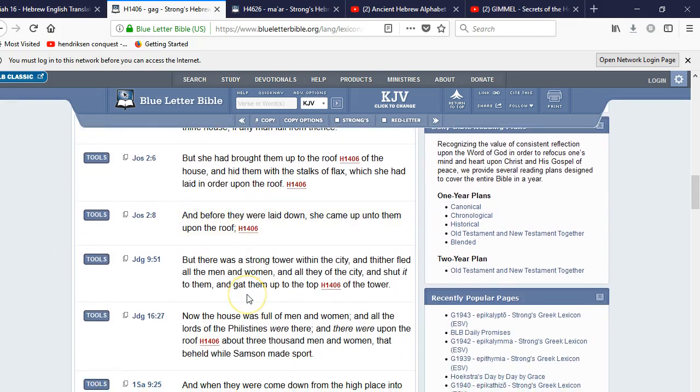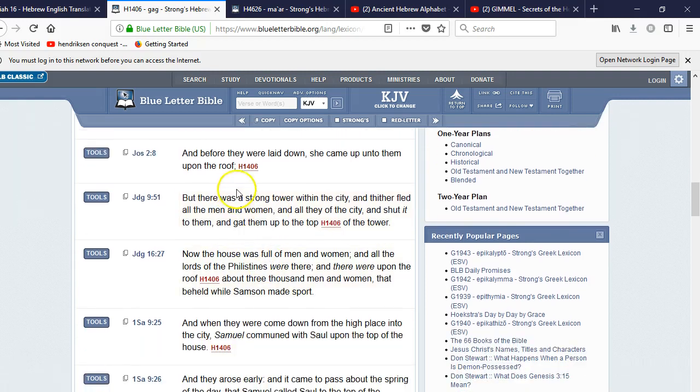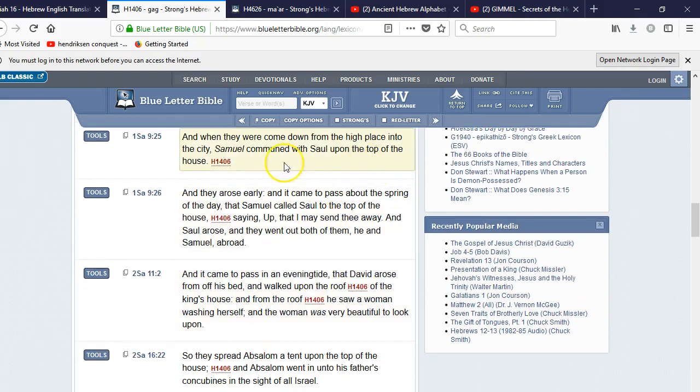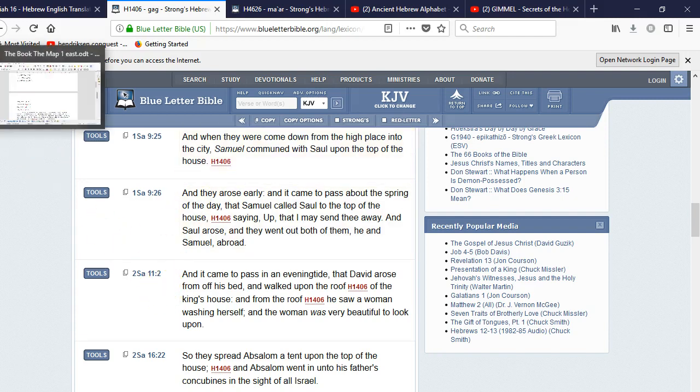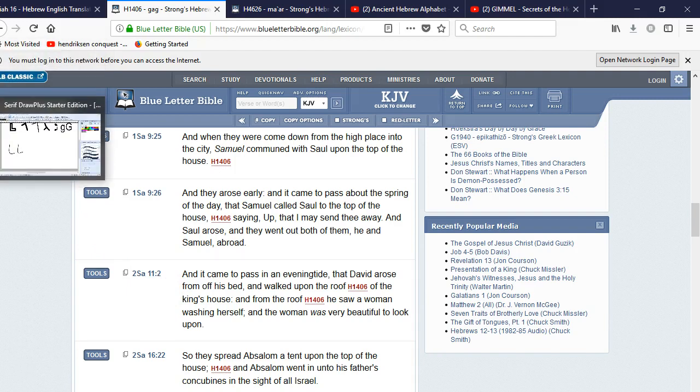And why would I think it's the top? Well, I've got reasons, and we're going to get to that. It means top. And before they were laid down, she came up to them upon the roof. The top. The roof. The top of the house. You can find it in many, many examples. And it means top of the house or roof. And most of these you can find, obviously, are flat-roofed houses.